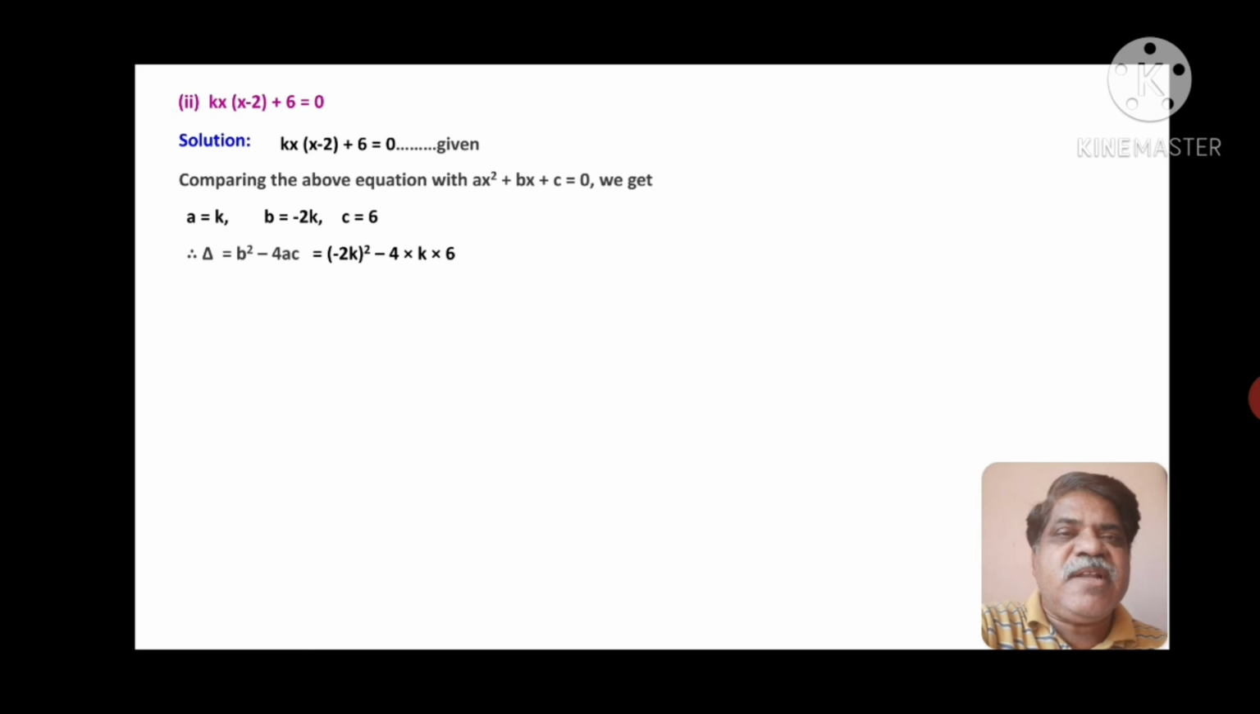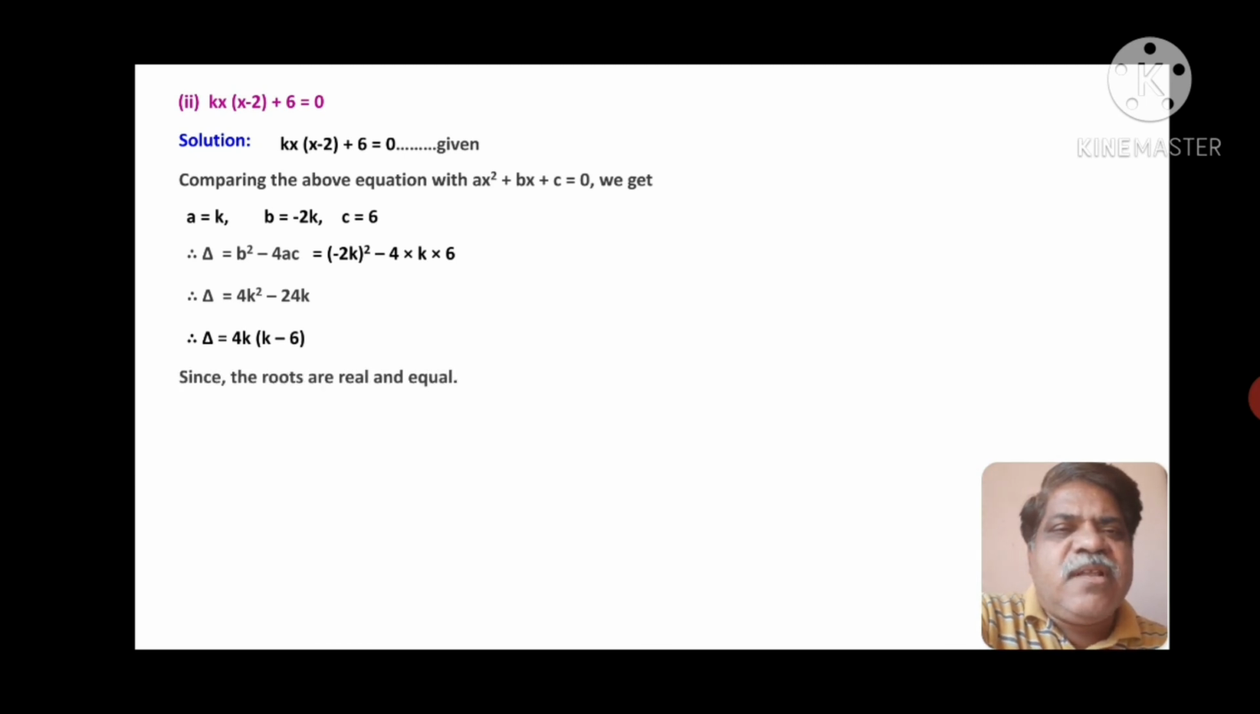Now the discriminant delta is equal to b^2 minus 4ac, which is (minus 2k)^2 minus 4 into k into 6. Therefore, delta is 4k^2 minus 24k. Taking 4k common, delta is 4k(k - 6). Since the roots are real and equal, 4k(k - 6) = 0. It means 4k = 0 or k - 6 = 0. Therefore, k = 0 or k = 6.